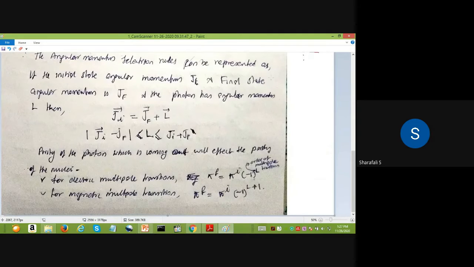So consider the angular momentum of the initial nucleus, which is Ji, that is the first nucleus. In this particular case, we have sodium, that is the angular momentum of sodium. So the angular momentum of the initial nucleus, the parent nucleus, is represented as Ji, and the final state angular momentum, that is the angular momentum of neon, the daughter nucleus, is Jf. Then the photon has an angular momentum L in such a way that Ji equals Jf plus L.